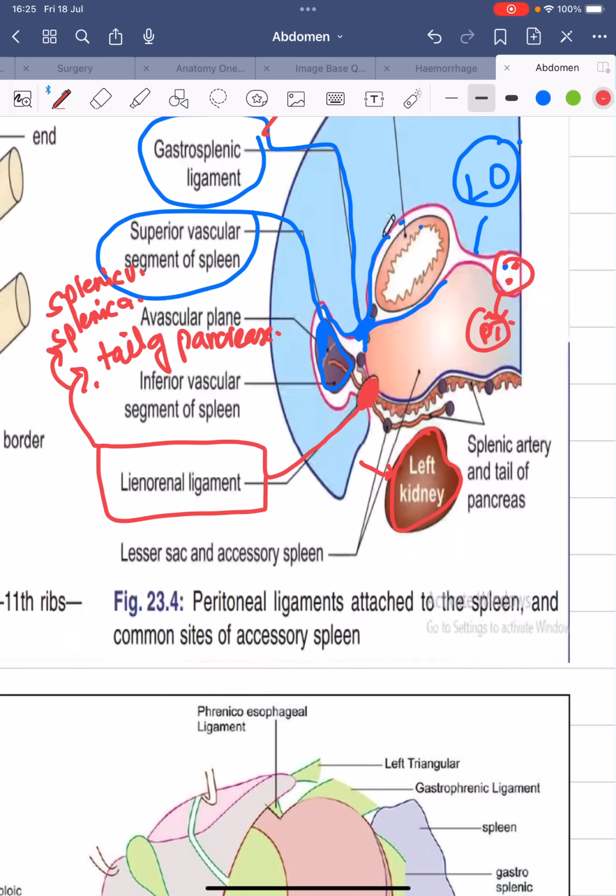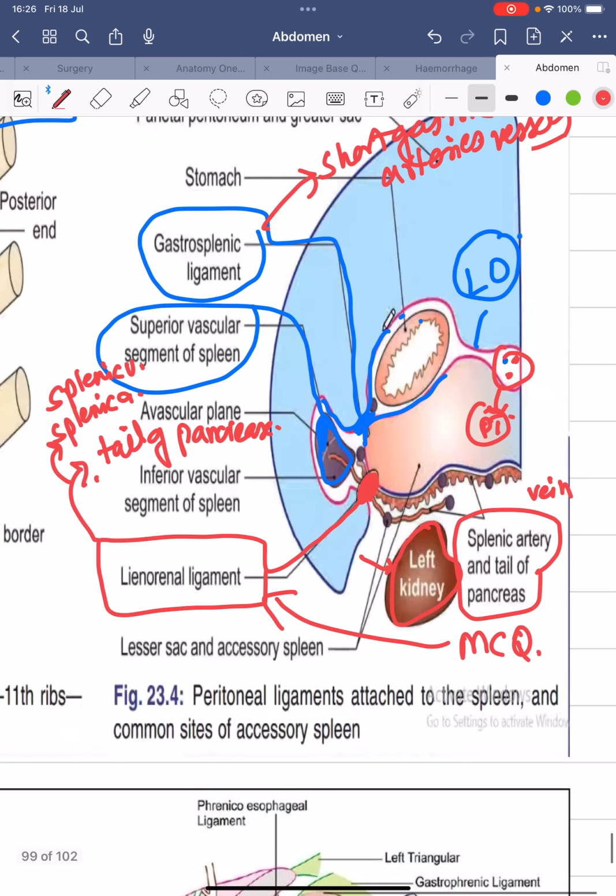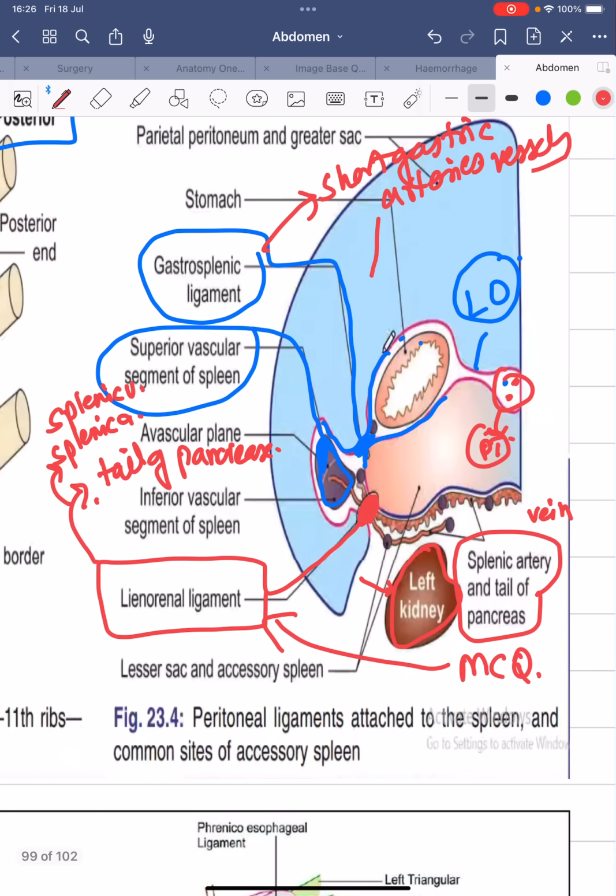So splenic artery and tail of pancreas. This is your MCQ: splenic artery, splenic vein and tail of pancreas are present where? In the splenorenal or lienorenal ligament. Short gastric arteries and gastroepiploic artery are present in your gastrosplenic ligament. So these two are very, very important MCQs which you must remember.